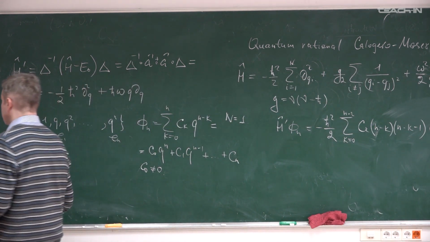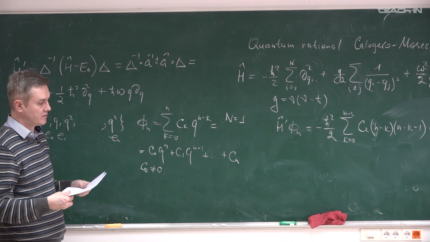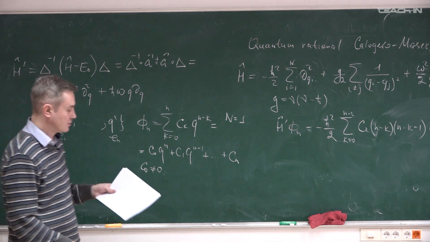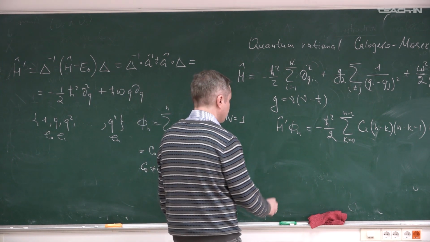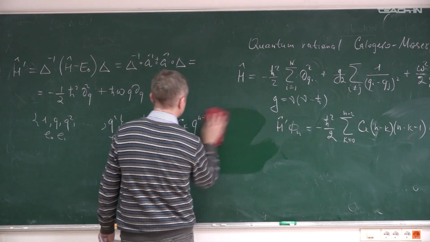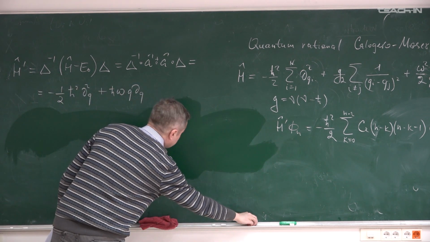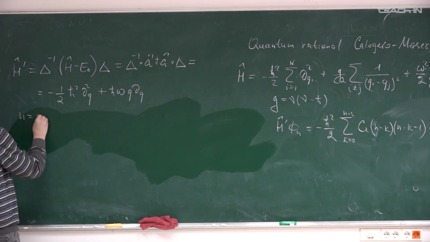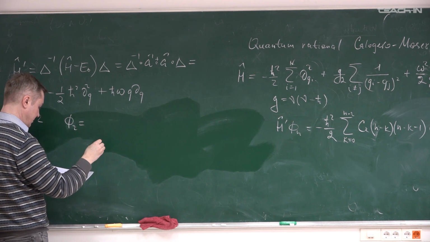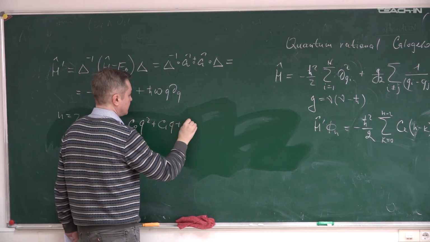You may consider, of course, the general case from the very beginning, but maybe it is a little easier to look at some example. For example, let us consider the special case when n is equal to 2, when the degree of the polynomial is 2. It is just a quadratic polynomial, c0 q squared plus c1 q plus c2.